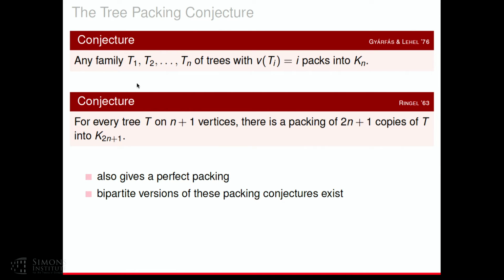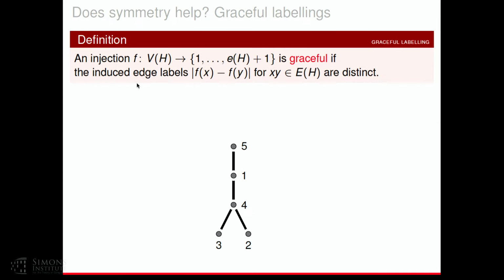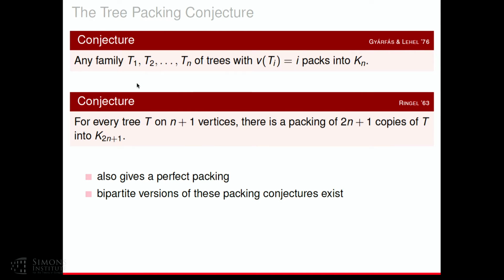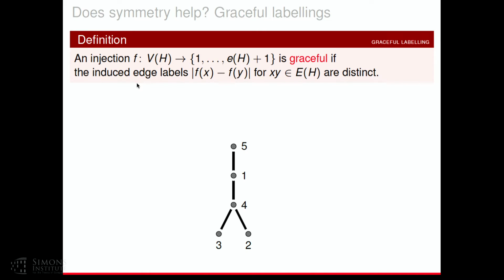But this is why somebody called Rosa came up with the following idea and said, well, maybe if somehow these conjectures are hard, in particular, now if we look at this one, then maybe we could introduce something to make our life easier. And his idea basically was, how about if we use some symmetry? Would that maybe help us in looking at these questions? And there he invented the notion of a graceful labeling. And there's also a famous conjecture attributed to Rosa in connection with this. And I just want to show you that this also has something to do with these packing problems.